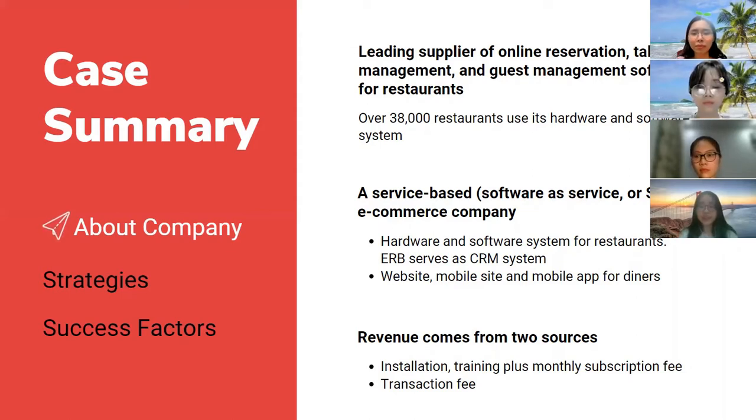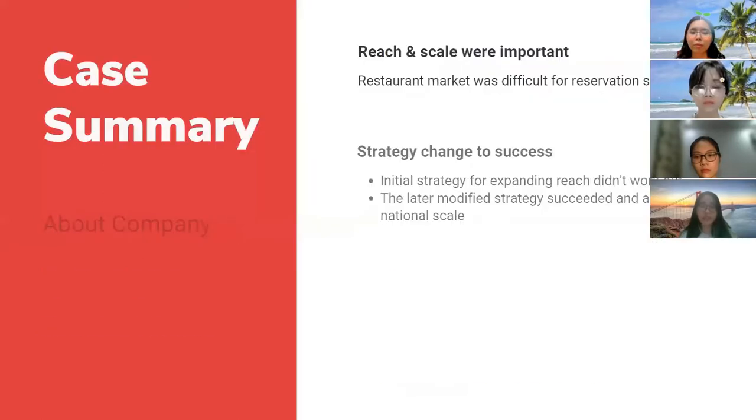And you can see that the revenue of the company comes from two sources. First is the installation, the training, plus the monthly subscription fee from the restaurant. And then we have the transaction fee for each successful online reservation, also charged to the restaurants. And next, we have the strategy of the company.